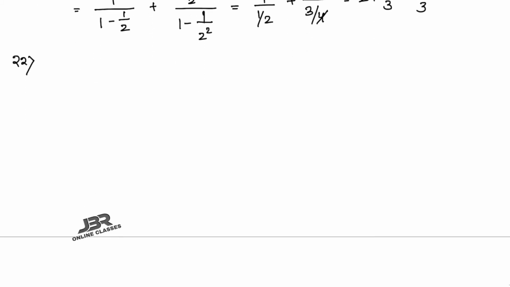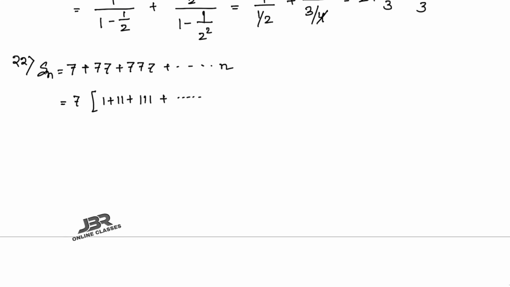Next, number 22. In number 22, find the sum of the following terms. The first term is 7 plus 77, then 777, plus dot dot dot up to n terms. First write Sn equal to this, dot dot dot up to n terms. If 7 is common, then it becomes 1 plus 11 plus 111 plus dot dot dot up to n terms. Now as 7 by 9, you can write 9 plus 99, then again 999, plus dot dot dot up to n terms. Clear? Okay.